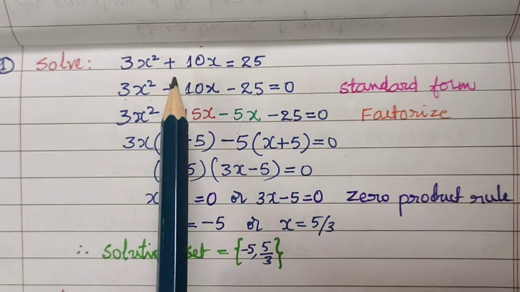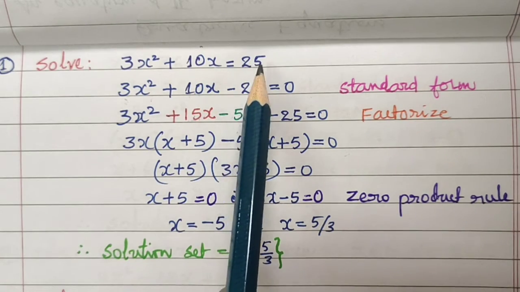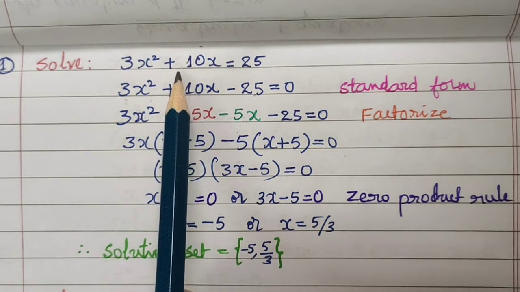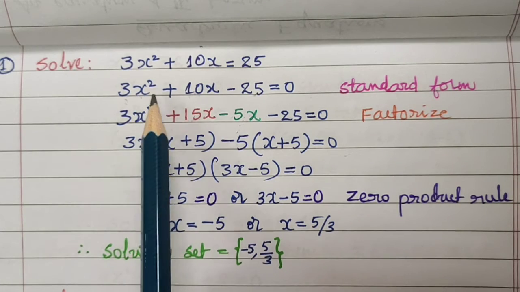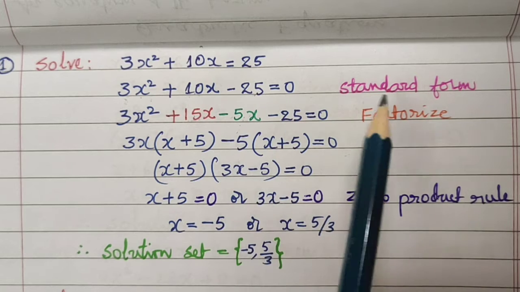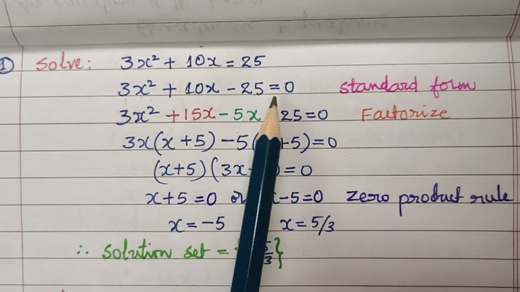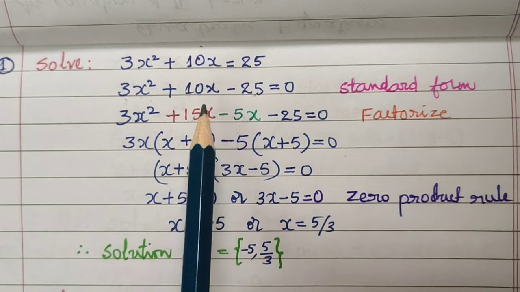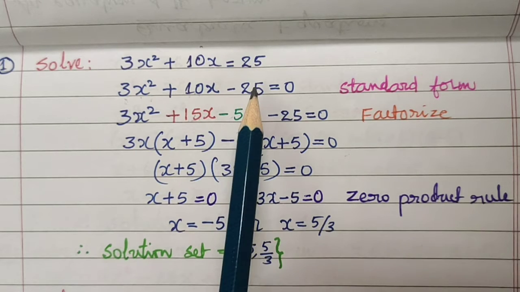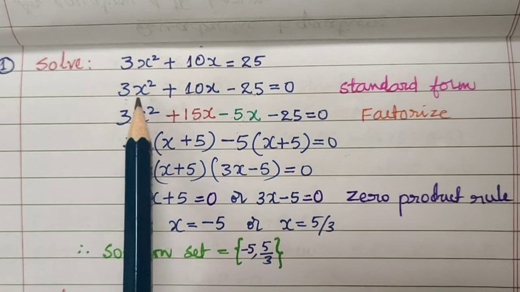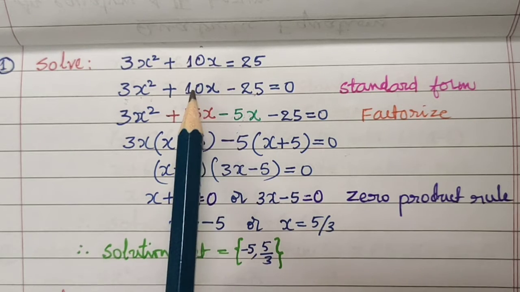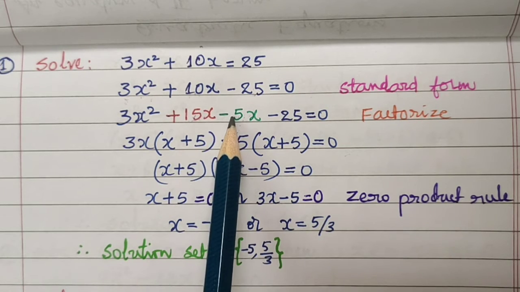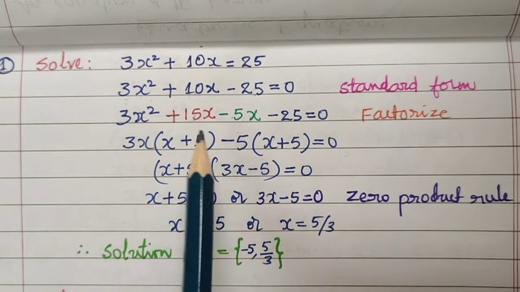Solve 3x² + 10x = 25. Keep this equation in the standard form ax² + bx + c. Bring this inside: 3x² + 10x - 25 = 0. This is in the standard form. Then factorize this. When you multiply these two, we should get 75, and when you add these two, we should get 10. 15 minus 5 is equal to 10, and 15 times 5 is 75, that is 25 times 3 is 75.